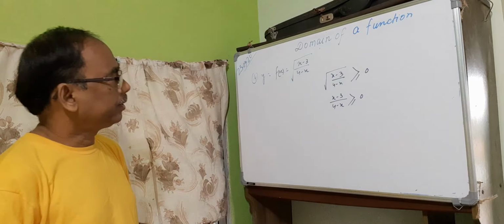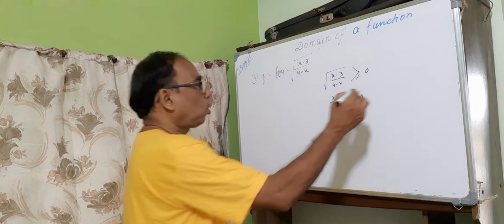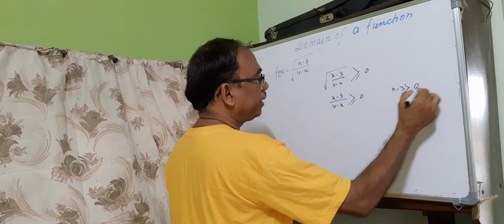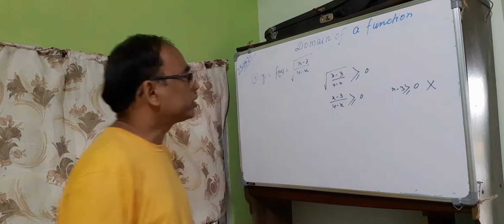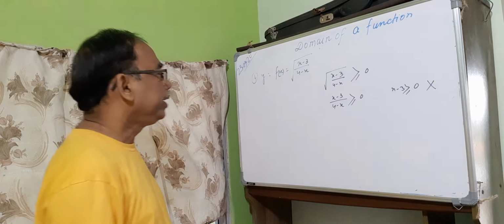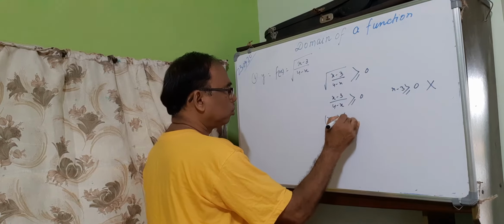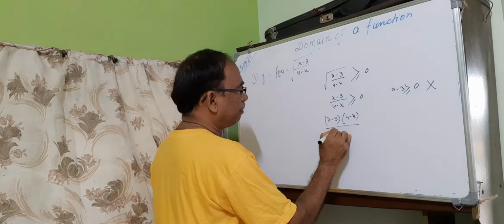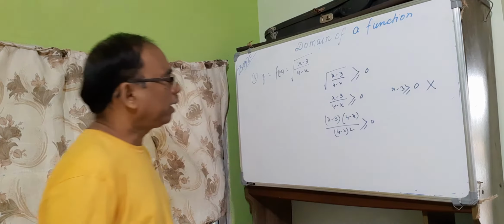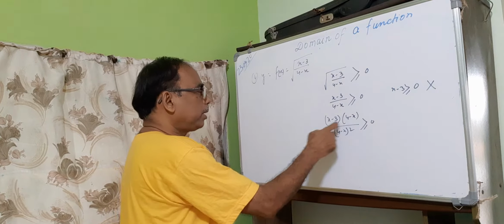Now if we write x minus 3 greater than or equal to 0 and the denominator greater than 0 separately, that will be wrong, because it is an inequality. In this case, we have to do (x minus 3) into (4 minus x) by (4 minus x) whole square, greater than or equal to 0. Multiply 4 minus x in the denominator and numerator. Now the denominator is coming.